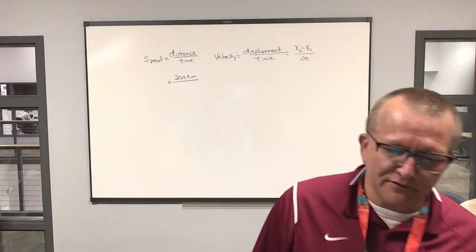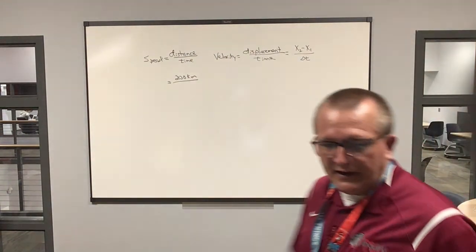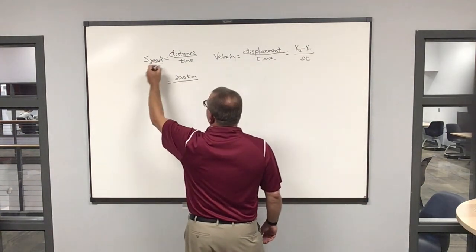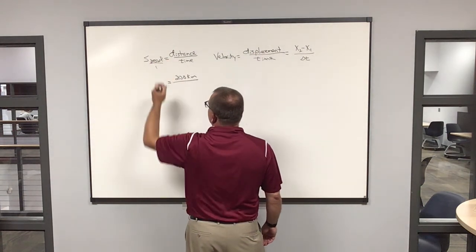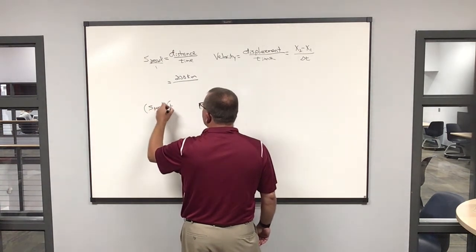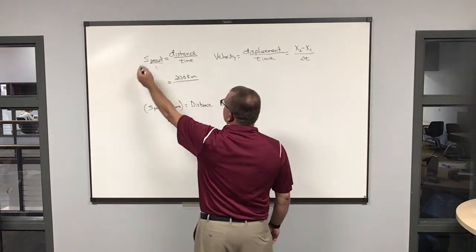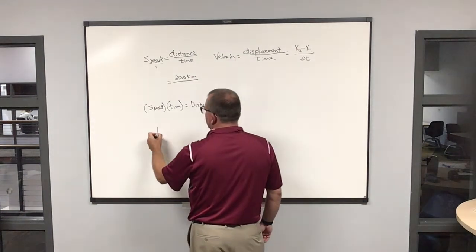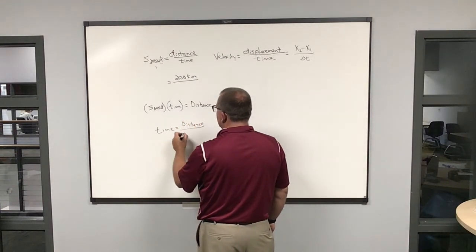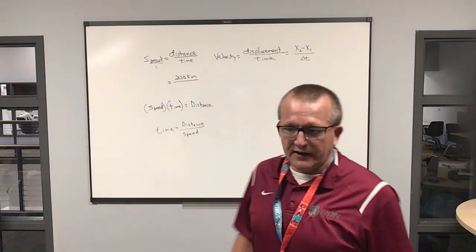To find the time, we have to figure out how long the car was traveling at 50 and then how long the car was traveling at 100 kilometers per hour. Since we're looking for time, if we want to solve for time, we say speed times time is equal to distance. All I did was cross multiply to get that. To solve for time, I just divide both sides by speed, so time is distance divided by speed.